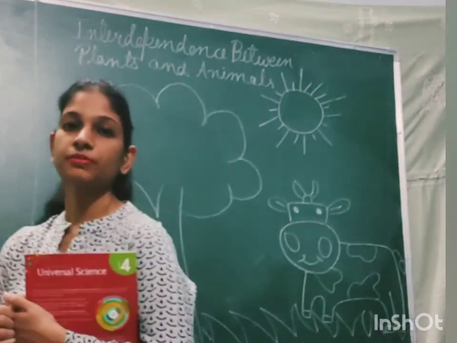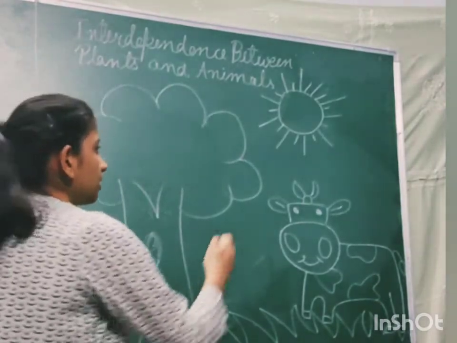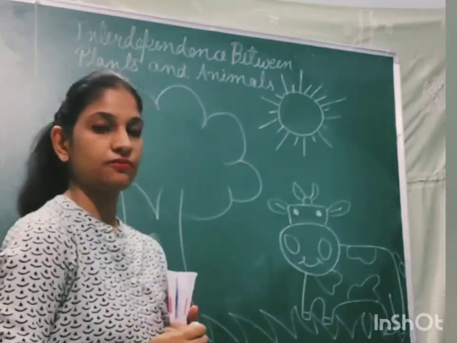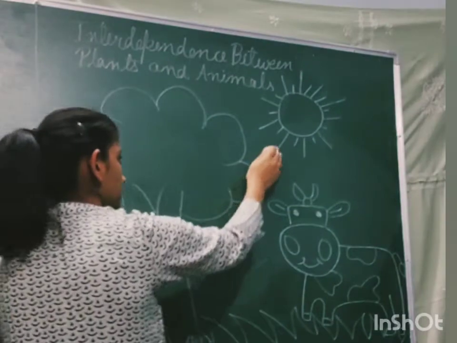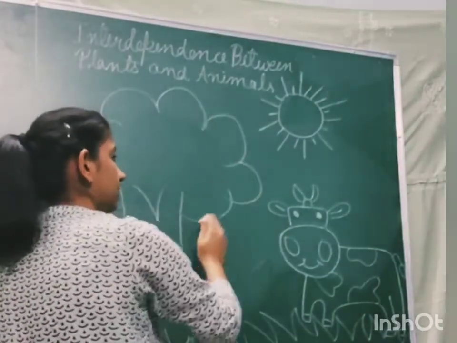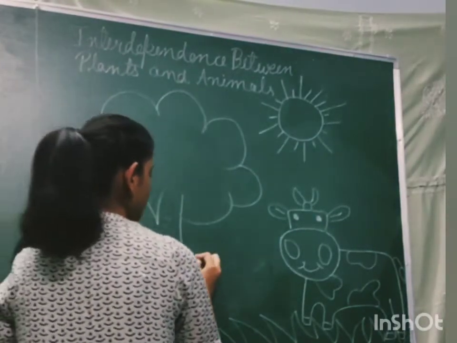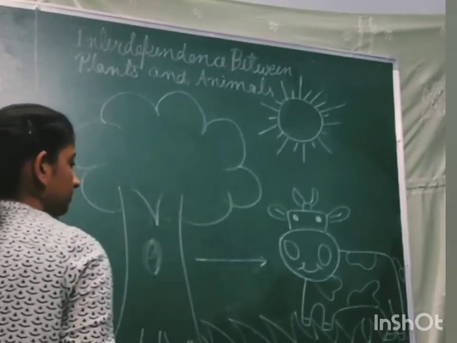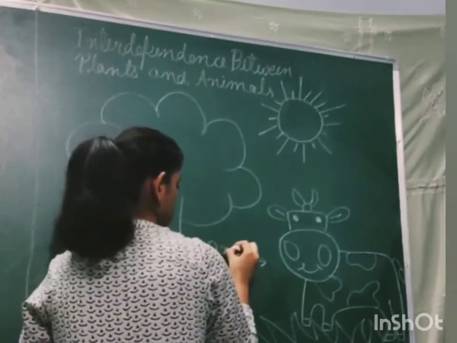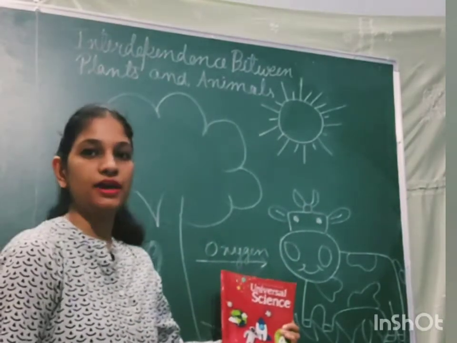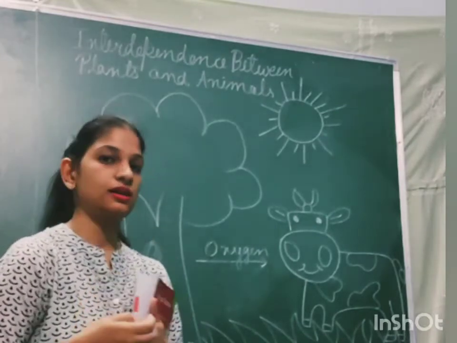Okay, so let's start. See children, what happens? The plant obtains sunlight from the sun. So the plant is also dependent on the sun. Using the sunlight, the plant makes its food by the process of photosynthesis, right? Now, in this process of photosynthesis, the plant gives out oxygen. What does the plant give out? Oxygen. This oxygen is taken in by the animals and also us, right?